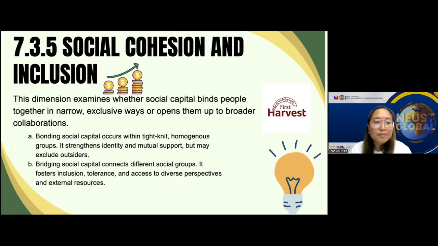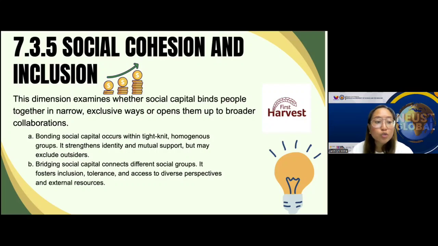Another is bridging social capital. It connects people across different groups like religions, ethnicities, or social classes. It promotes inclusion, tolerance, and access to new ideas and opportunities. Example, a youth organization that brings together Christians, Muslims, and indigenous youth to work on community projects.